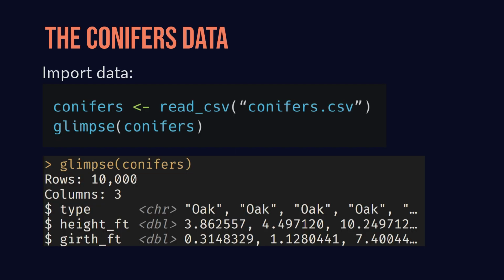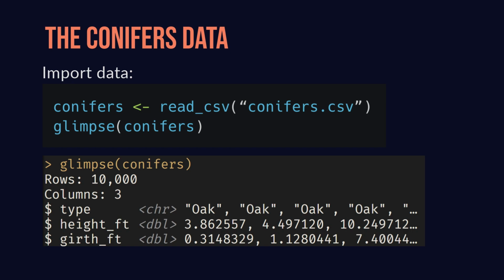Today, we will be using the conifers dataset, which contains the height and girth of different types of conifer trees. You can find the link to the data in the description below. We will first import the data using the read_csv function from the readr package. We will save it as conifers.